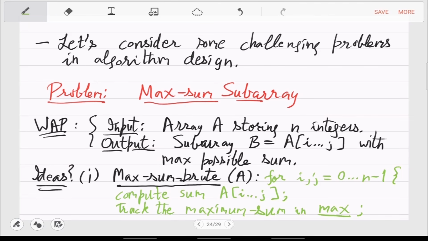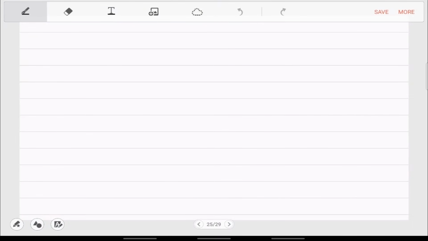And obviously you can also store i and j. So when you update max, you can also update i max and j max, right? So you will actually get the subarray as required. Is that clear? So let us just check its time complexity. What is the number of steps of this max sum brute? The number of steps, again up to asymptotics, is the outer two for loops.